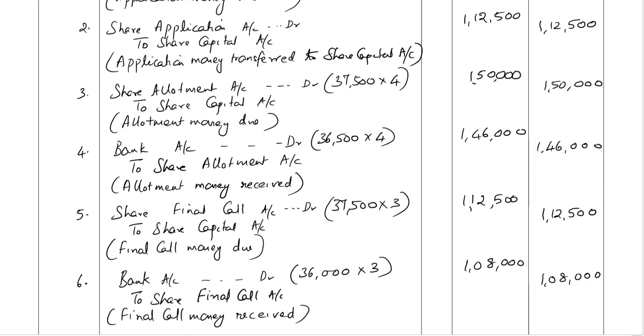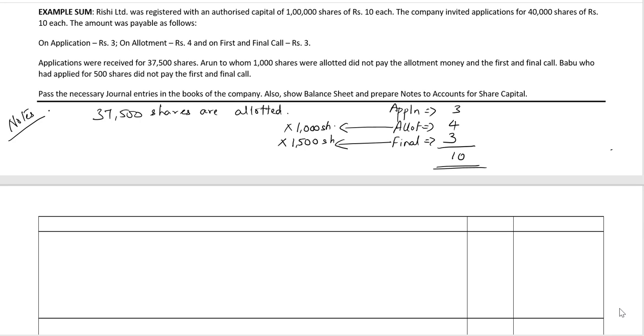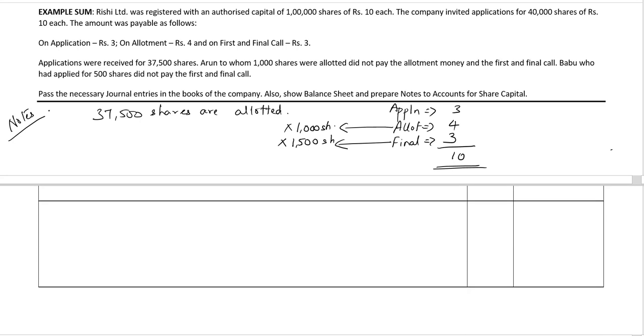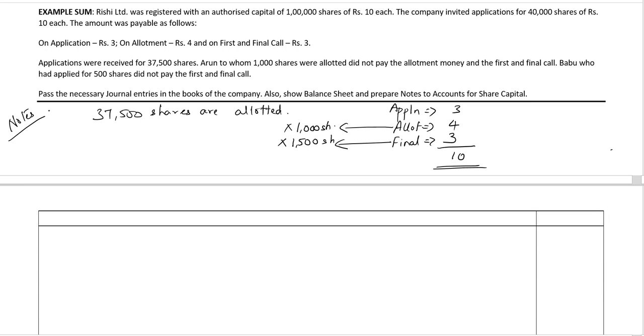And the second part of the journal entries. Let's continue with the balance sheet and notes to accounts. Solution. We leave space for the balance sheet and prepare the notes to accounts at the bottom. Notes to accounts.